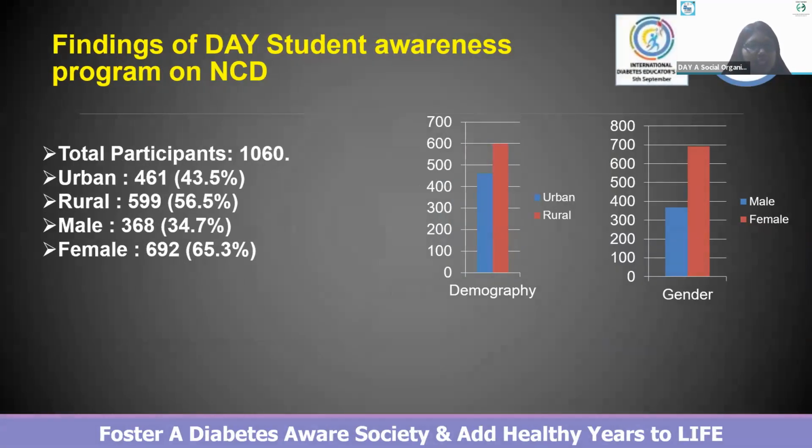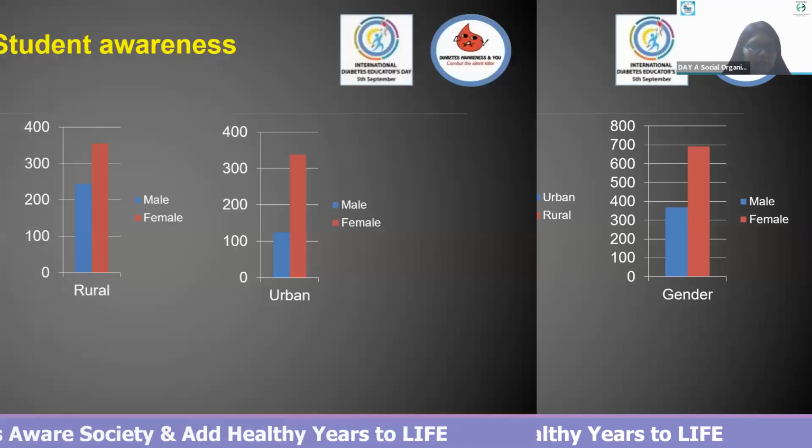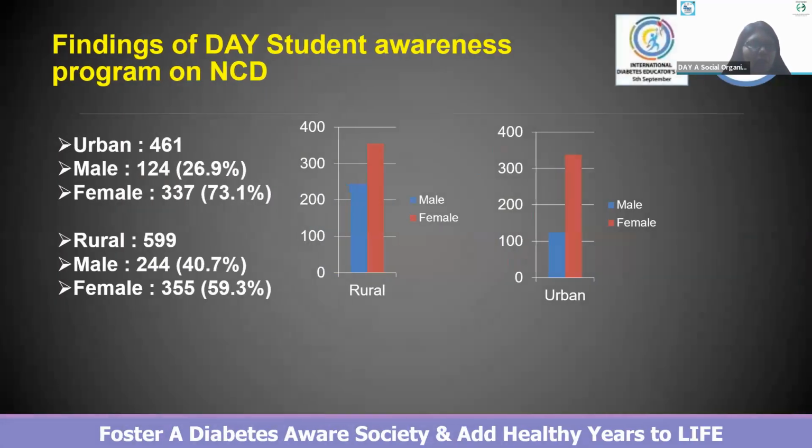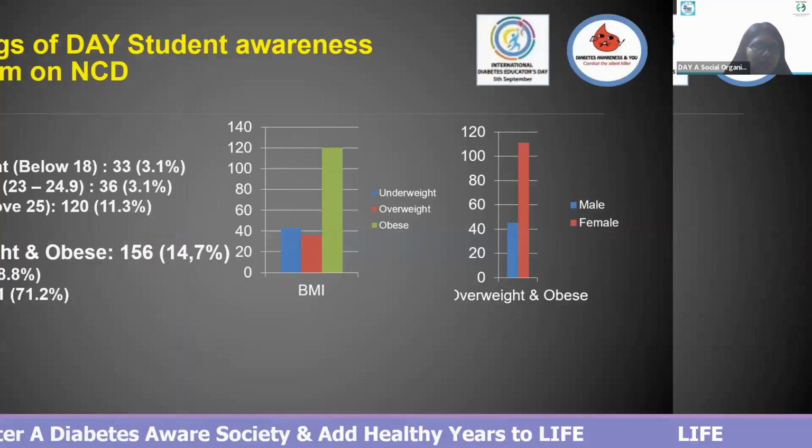Out of 1,060 participants, from urban we have taken 461 and from rural 599, and out of them, male was 368 and female 692. Next, please. Out of urban, 124 male and 337 female have been taken, and out of the rural, 244 male and 355 female.